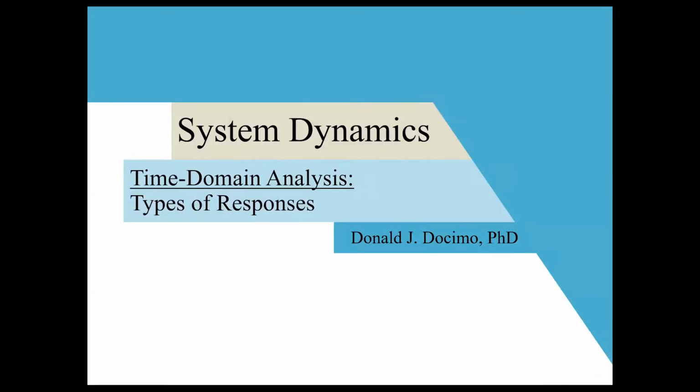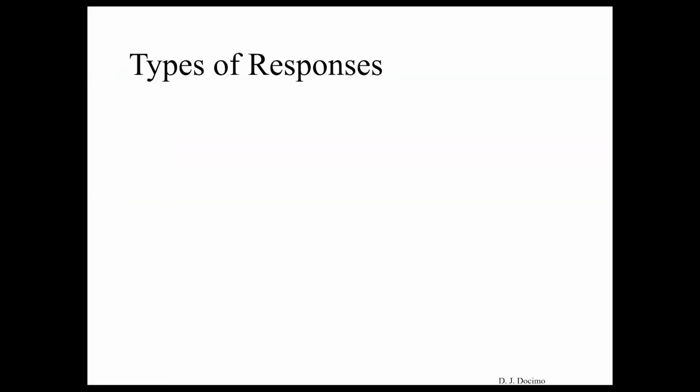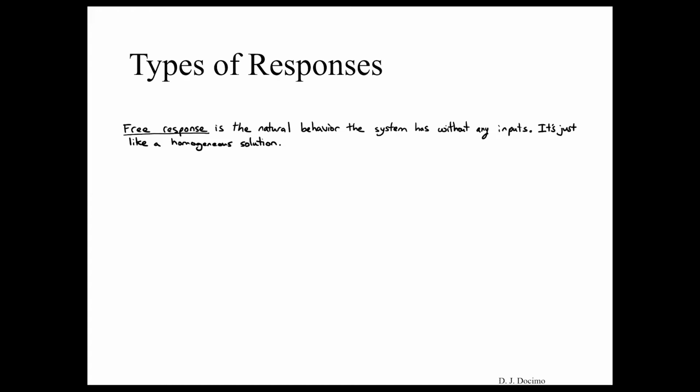Okay, this video is going to go over types of responses in the time domain. For types of responses, there are four major types that we're going to cover. There is free response. A free response is the natural behavior the system has without any inputs. It's just like the homogeneous solution, and it depends on the initial conditions.